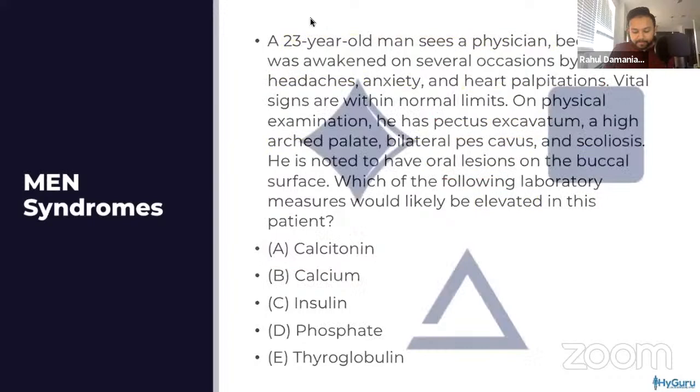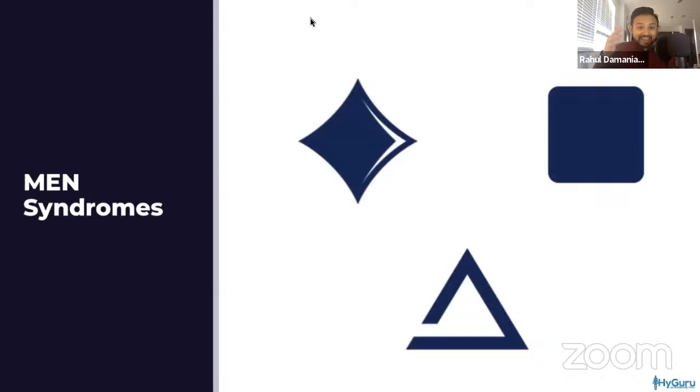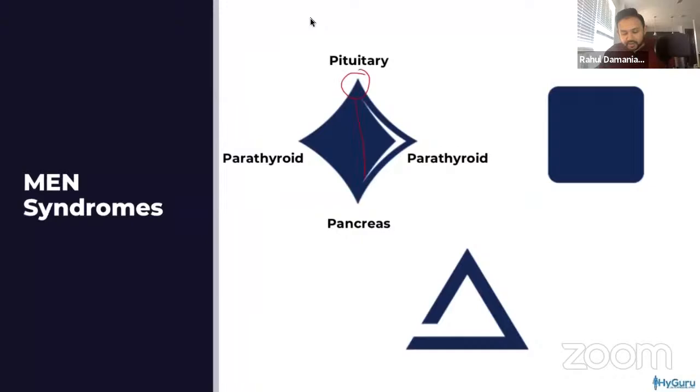So this is how I like to go through the MEN syndromes, and that is looking at the different shapes. Now pretend that this is going to be somebody's body. And MEN1 syndrome is going to be related to pituitary, parathyroid, which is going to be near the neck, and pancreas, which is right here. And that kind of creates this diamond configuration. So pituitary, in which they can have pituitary adenomas, watch for your bitemporal hemianopsia, i.e. tunnel vision, parathyroid adenomas, and pancreatic tumors, which we will talk about in the islet cell portion of this lecture.